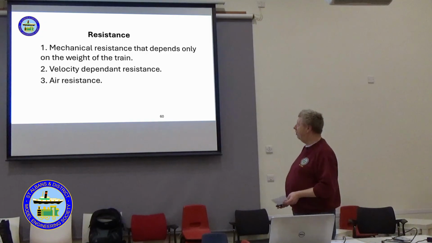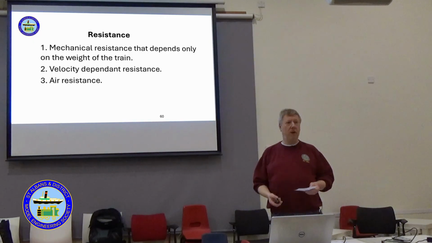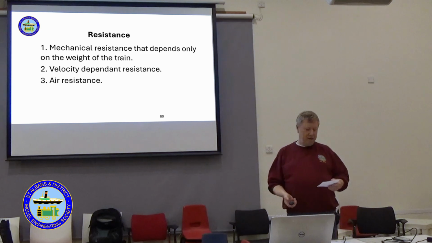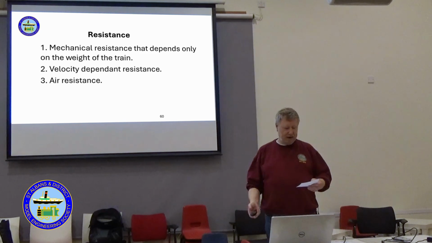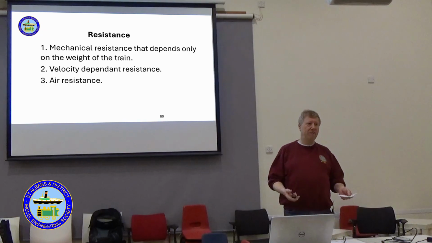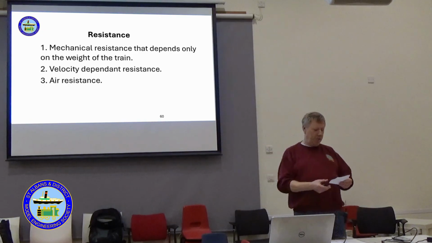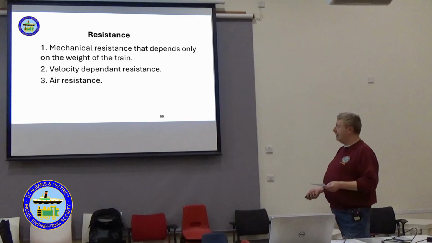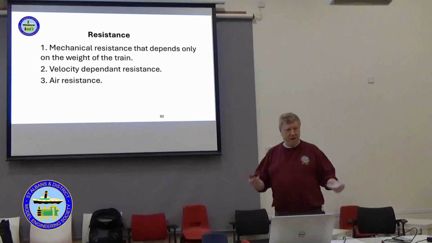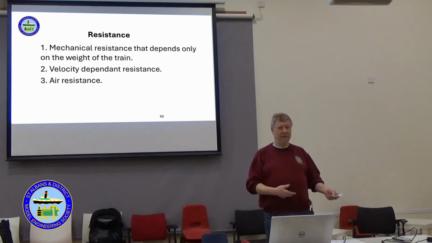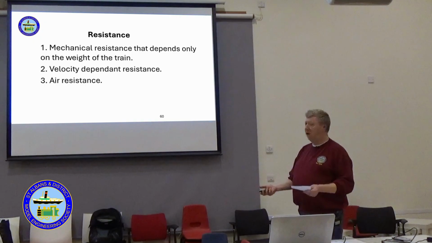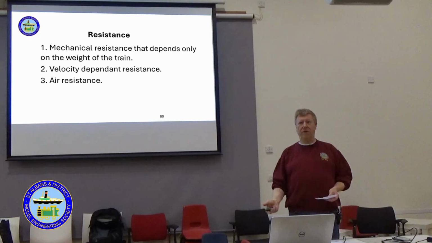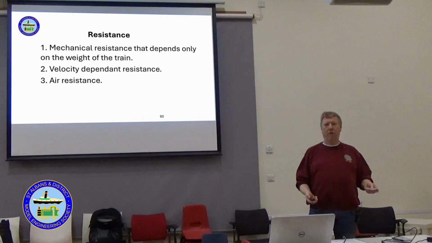The first one is mechanical resistance, and that depends purely on the weight of the train. We're talking about things like friction in the bearings, deflection of the wheels and the tracks. Steel is stiff, but it's not infinitely so. They still do squish together a little bit, like a tyre does on a road. There's velocity-dependent resistance. That's the faster it goes, the more resistance you get. An example of that is things like ride quality. You get wagons swaying from side to side and jostling, and the faster you go, the more they do that and the more energy they waste.